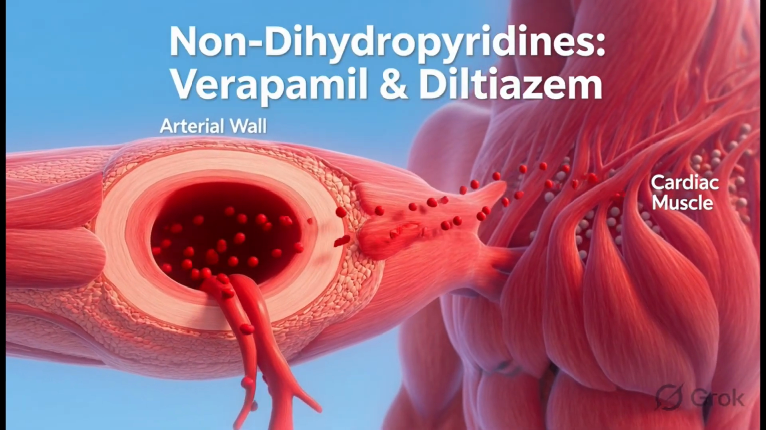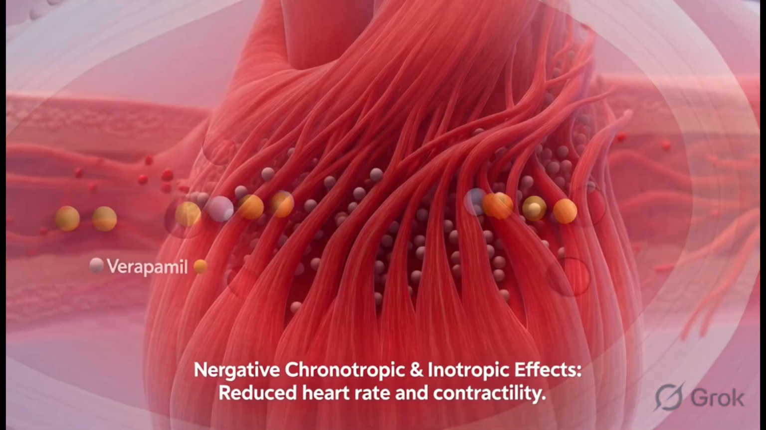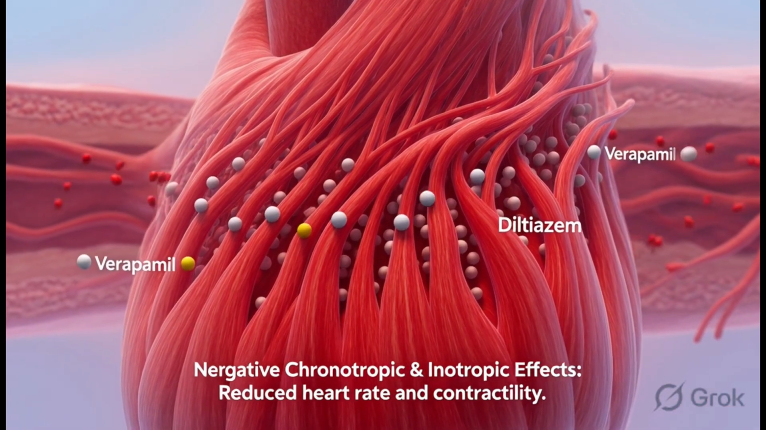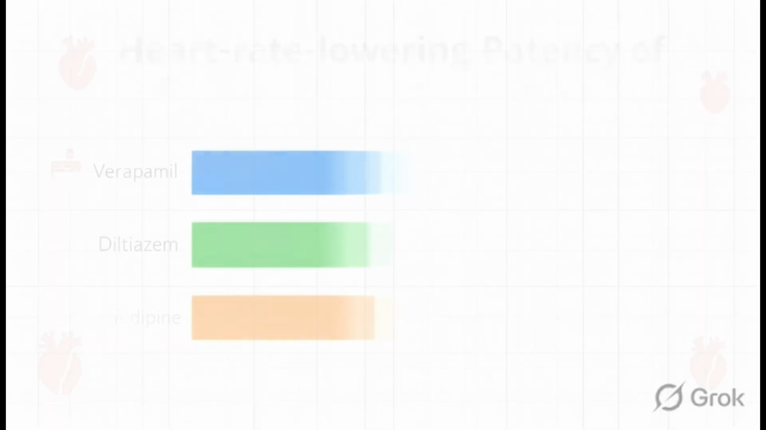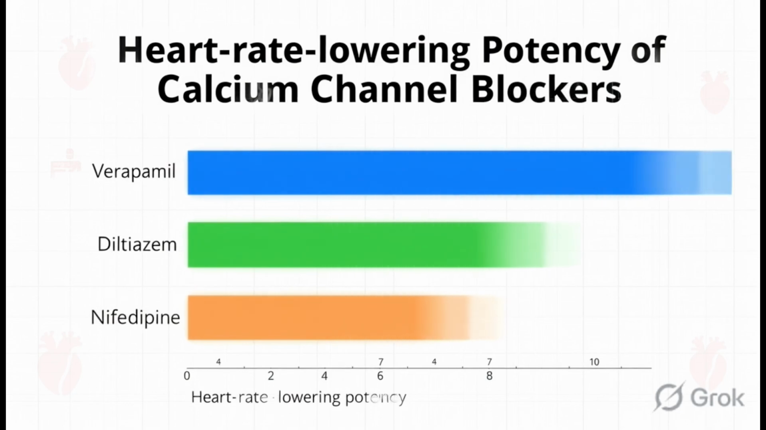Non-dihydropyridines, like verapamil and diltiazem, act on both blood vessels and the heart, causing vasodilation plus reduced heart rate and contractility. In terms of heart rate lowering potency, verapamil is strongest, followed by diltiazem, then nifedipine.